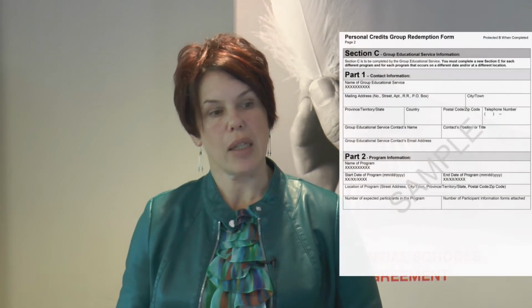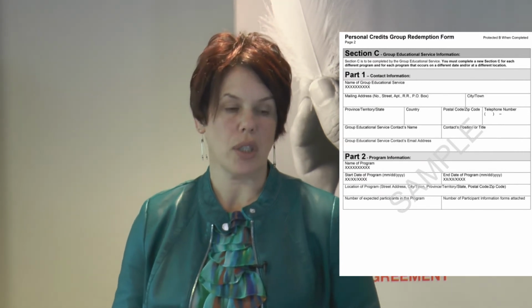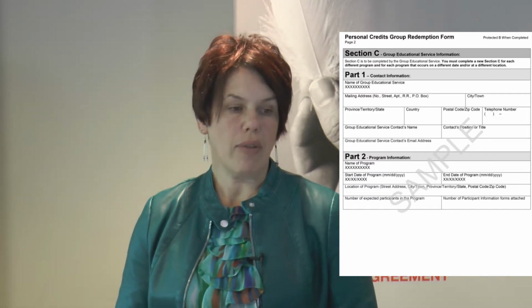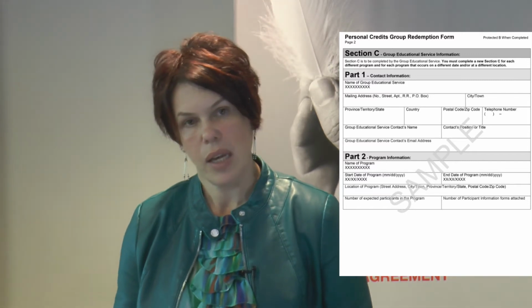So the group education service has to fill out the next 3 pages. So if you look at page 2, section C, part 1 at the top, it'll have the contact information. And this is the information that will be filled out by whomever is designated as the administrator or program coordinator. And so they will have to fill out their name, their title, the name of the organization, the address, phone number, etc.